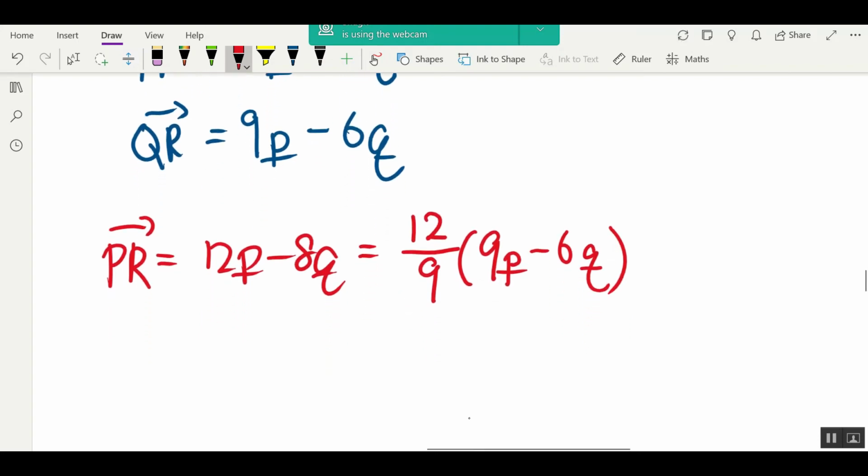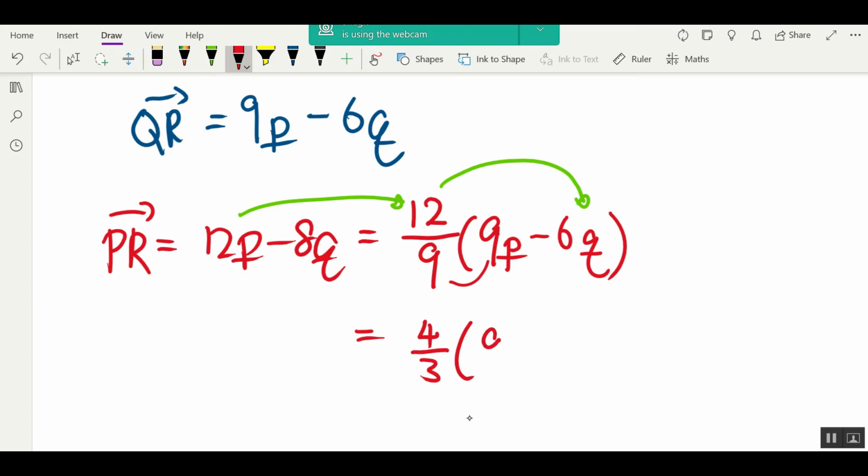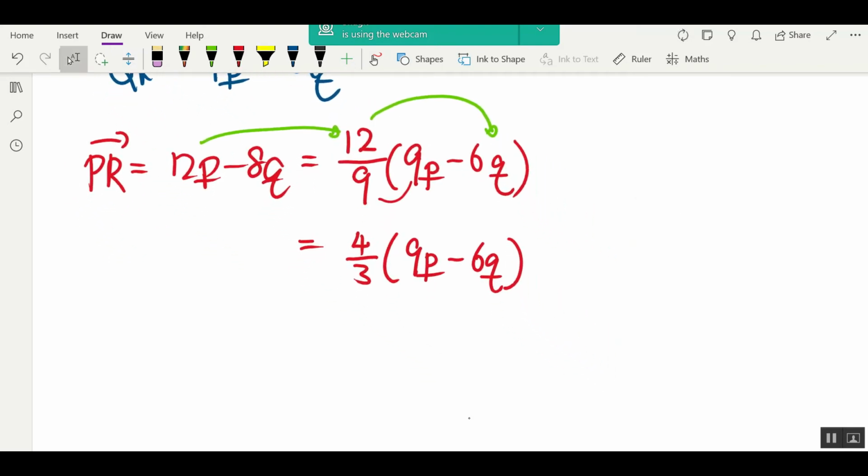So basically whatever is on your left side and whatever is on your right side must be the same. 9 divided by 9, 1. Multiply by 12. That's why these two terms must be the same. Then check whether it works for the second or not. 12 over 9 multiplied by negative 6. Do you get negative 8? Yes, you get negative 8. So simplify the fraction and that will be 4 over 3 of 9P minus 6Q. Another simpler way would be to just use 12 divided by 9, and that would actually be the constant on the outside. But this is the rationale behind it.